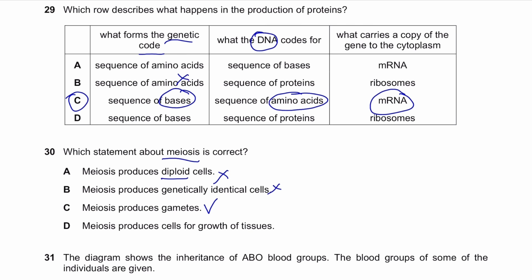Meiosis produces cells for growth of tissues. No, this is done by mitosis. These three are actually the characteristics of mitosis. And our answer is C.